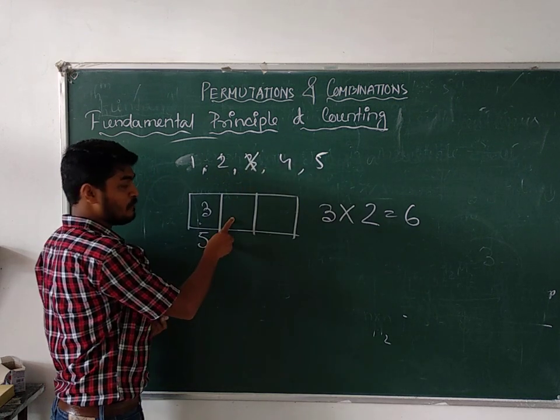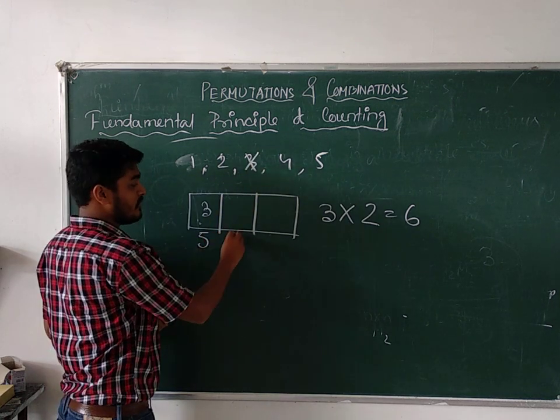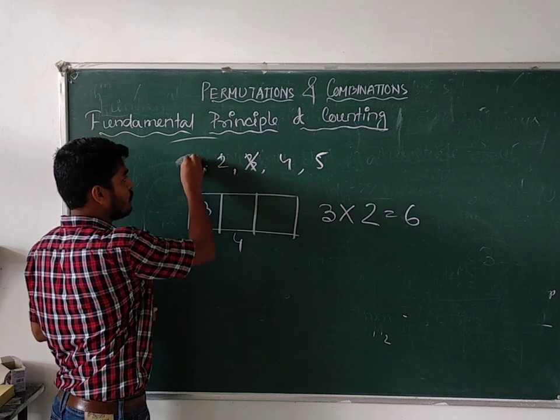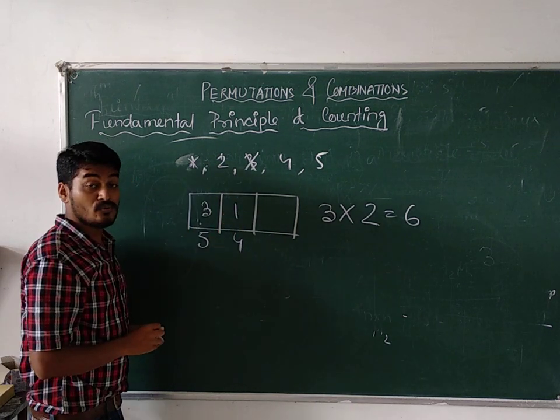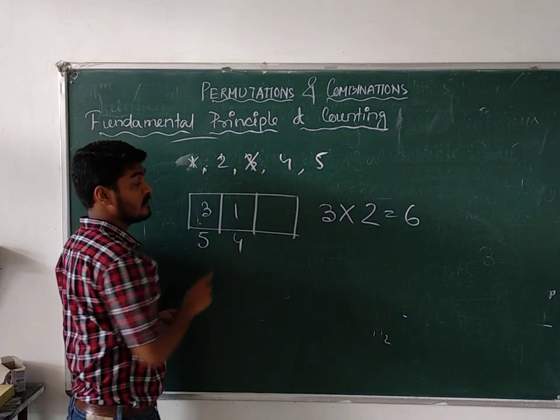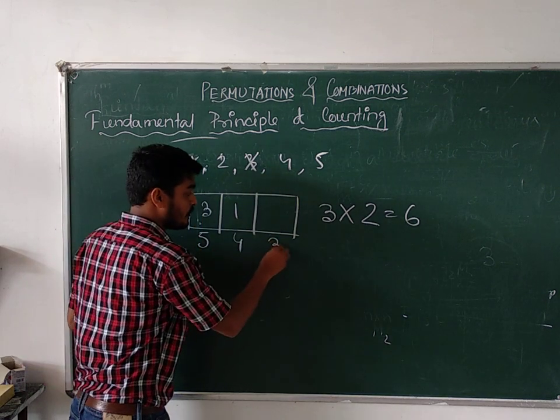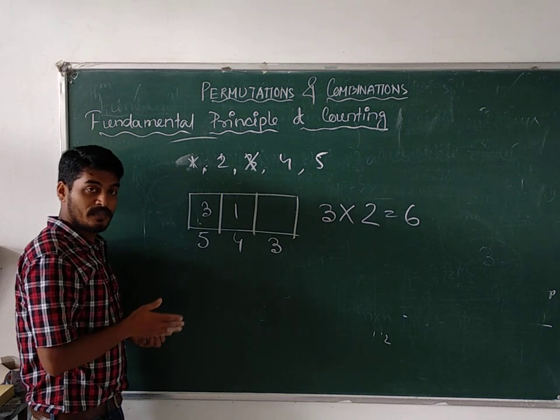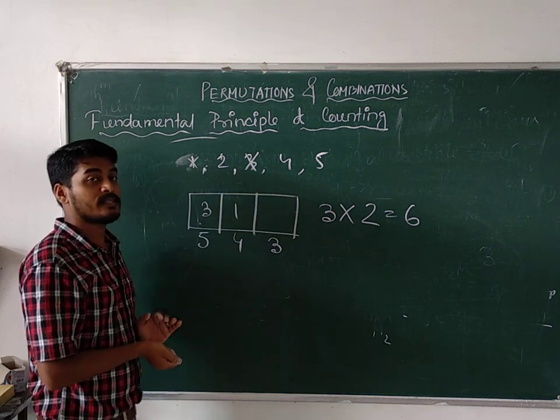So to fill up this one place, how many possibilities are there? 4 possibilities. Suppose you have used 1 here. So you are not supposed to use 1 and 3 once again. So how many different digits are left with us? 3 digits. Now, is it addition or multiplication? Listen, I am going to explain.